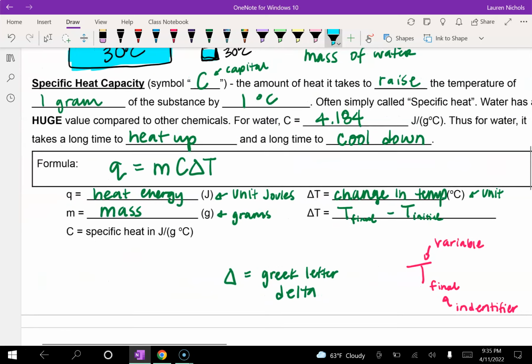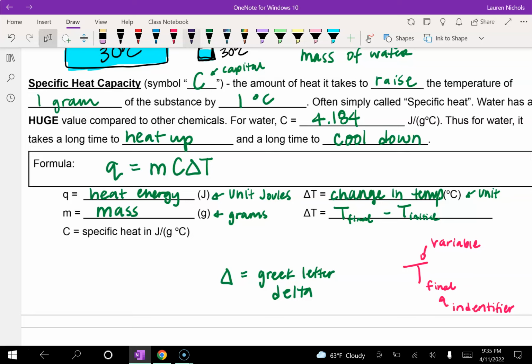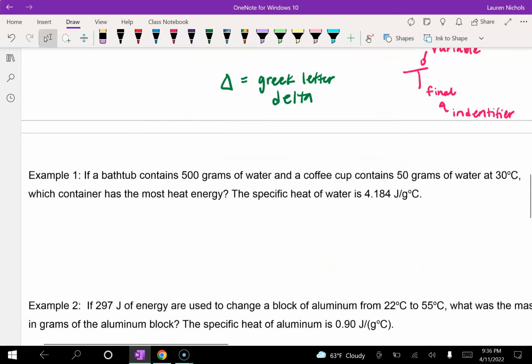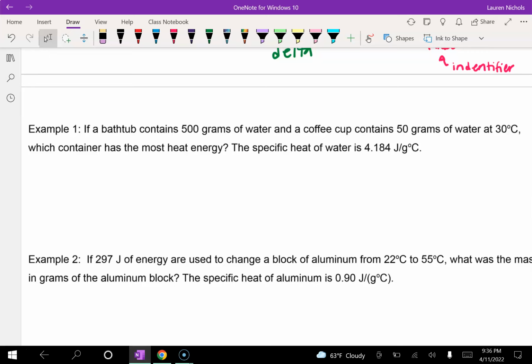And so this is our formula. The formula is on your periodic table, so you do not have to memorize it, but you have to remember when you need to use it. Okay, so remembering what each of the letters mean, what their units are, and how to figure out a problem that you need to use. So let's look at an example.